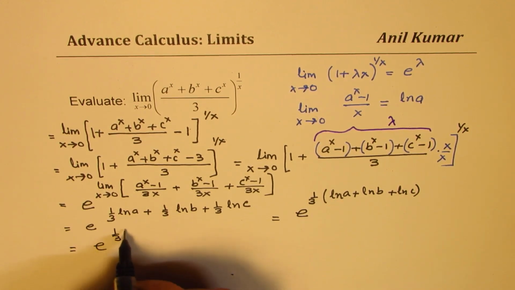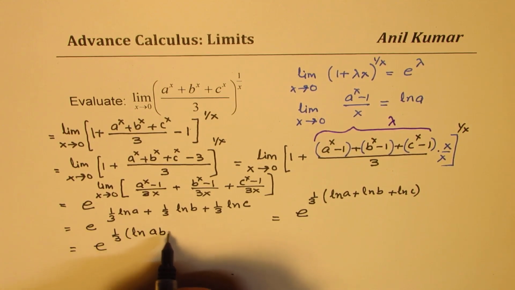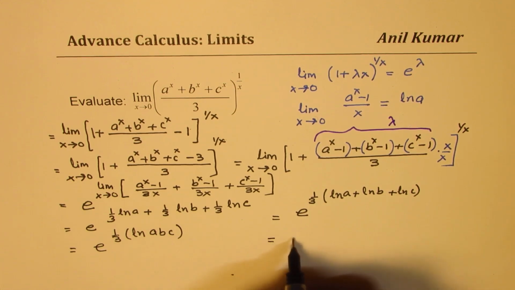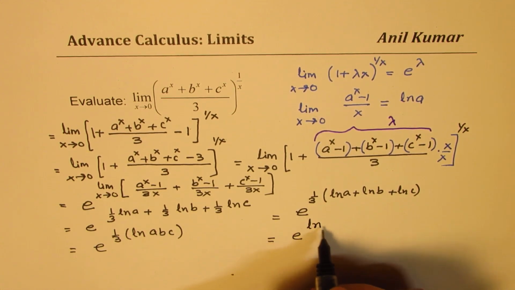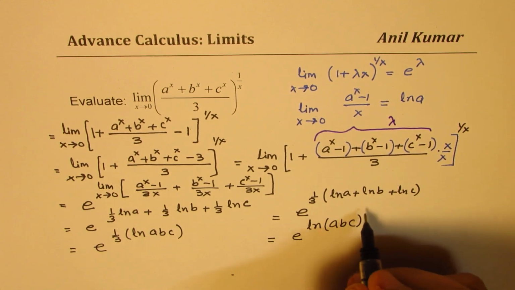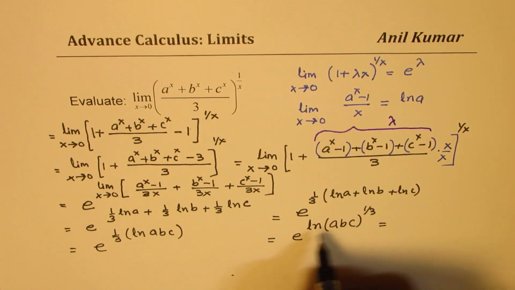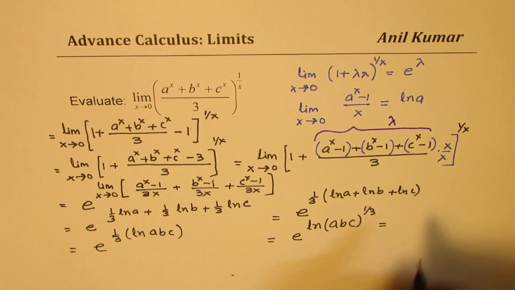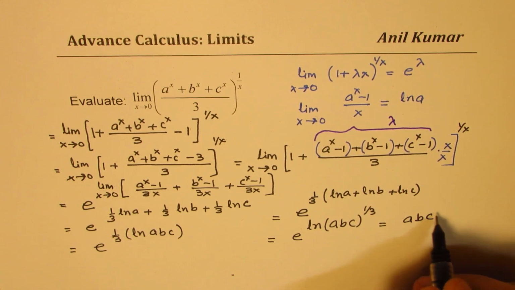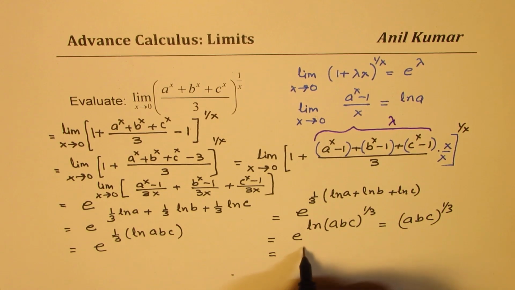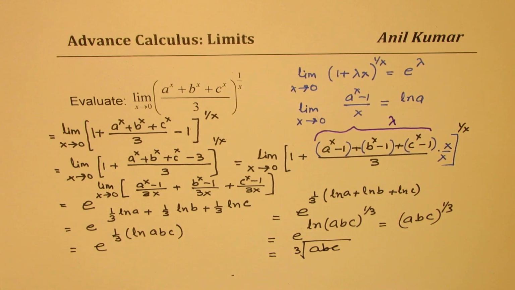Now we apply the rule for products, so we get ln of abc, correct? And that could be taken as an exponent, so this could be written as e to the power of ln (abc) to the power of 1 over 3, correct? Now e and ln are inverses of one another, so you get the result, which is (abc) to the power of 1 over 3, or the cube root of abc. So that is your answer. The cube root of abc is the limit of the given function as x approaches 0.